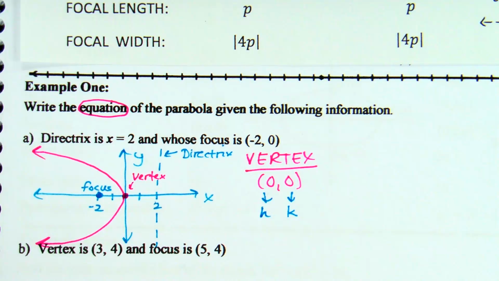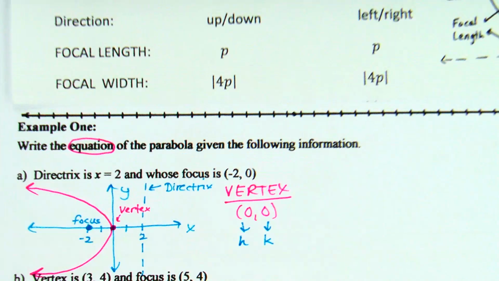Now, I should have written down the equation. Which column did we say we were in? We said we were going to be in the right column. Does that still make sense? This parabola ended up opening left, didn't it? So that puts us right here on a parabola that opens left or right.